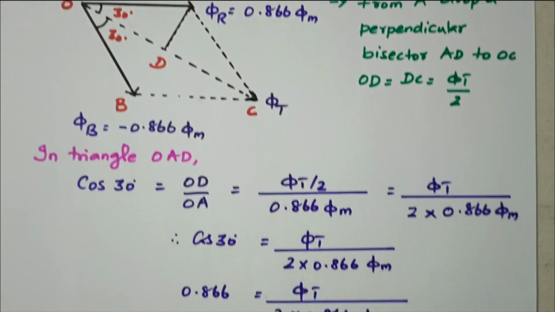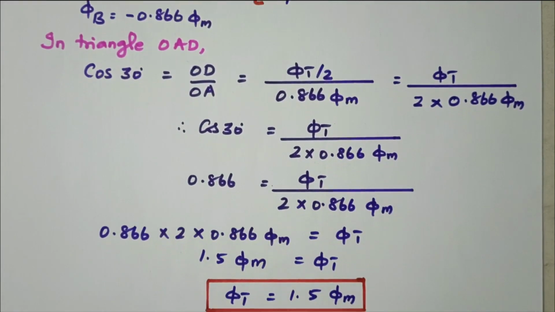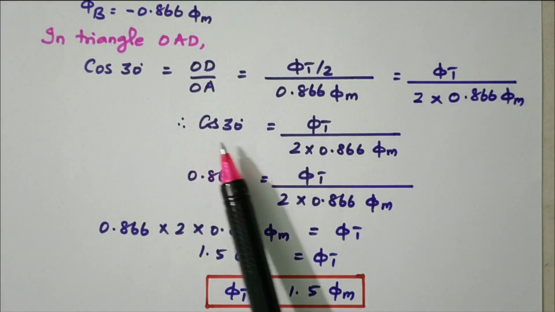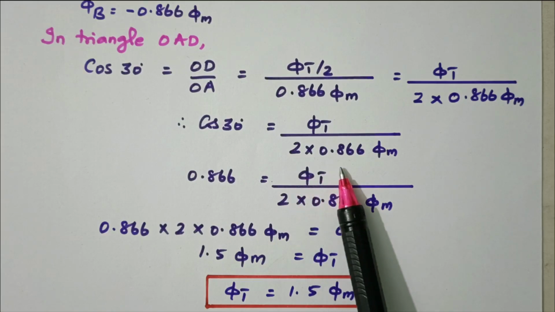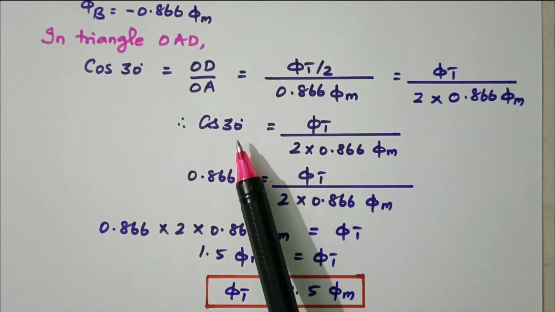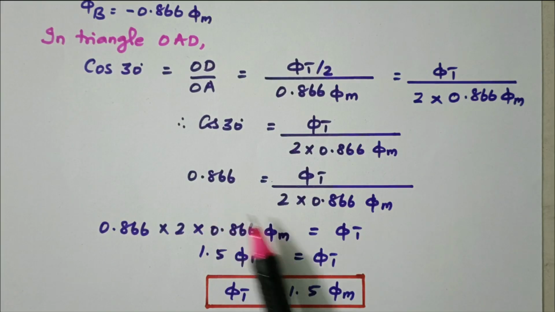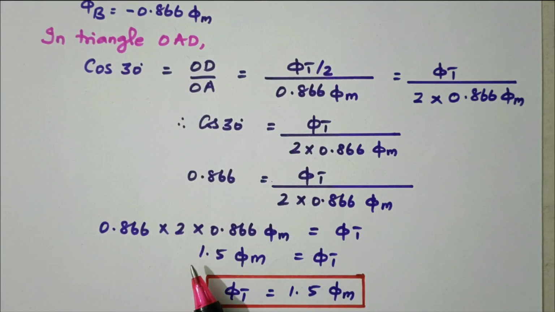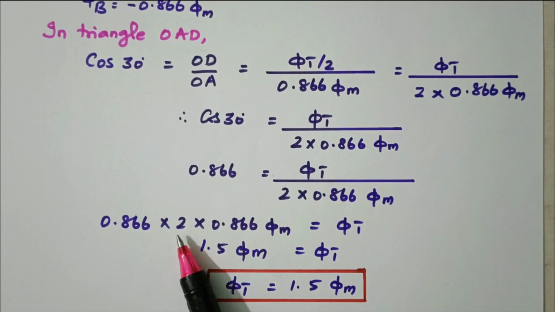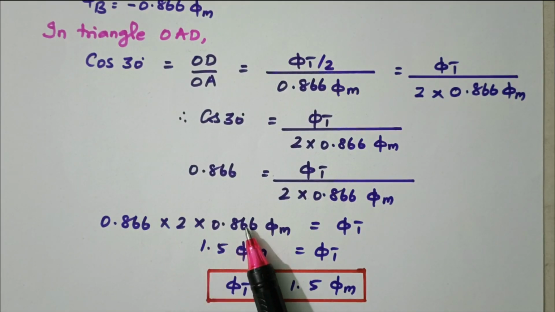I will go for the further simplification. So cos 30 equals phi t divided by 2 into 0.866 phi m. We know that cos 30 is 0.866. Now cross multiply this, so that 0.866 into 2 into 0.866 phi m equals phi t. While simplifying, 1.5 phi m equals phi t. We can write phi t equals 1.5 times phi m. So the resultant flux equals 1.5 times phi m.